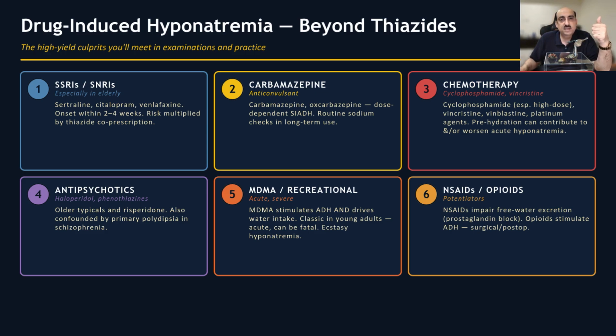Number 1, SSRIs and SNRIs, which include the selective serotonin reuptake inhibitors and serotonin norepinephrine reuptake inhibitors. So the drugs are like sertraline, citalopram, venlafaxine. They can produce SIADH, and typically the symptoms can occur within 2 to 4 weeks of initiation of medication. That's why the drug history is so crucial. And the risk is compounded if the patients are already on thiazides.